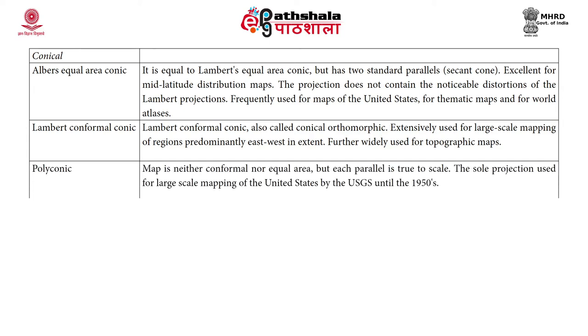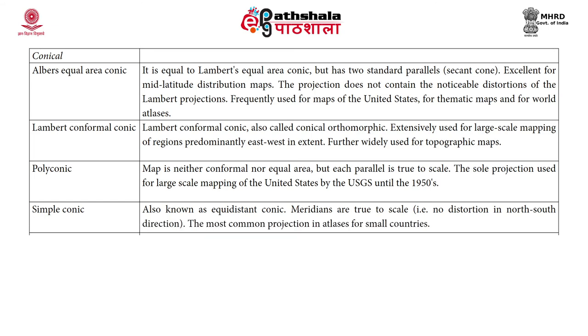The next is the polyconic projection. The map is neither conformal nor equal area, but each parallel is true to scale. This projection is used for large-scale mapping of the United States by USGS. Simple conic projection, also known as equidistant conic: meridians are true to scale, that is, no distortion in the north-south direction. It is the most common projection in atlases for small countries.